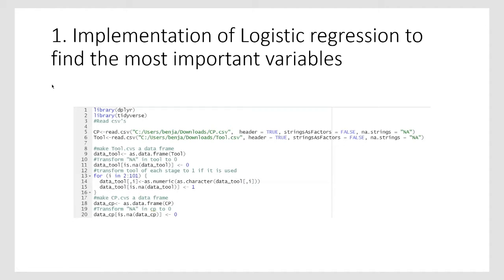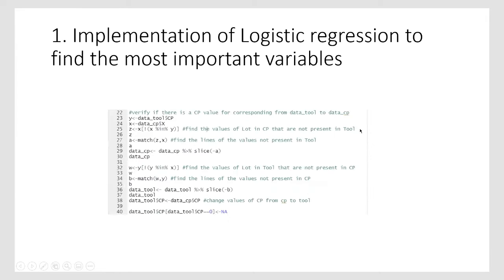First, we read the two CSVs, one from the CP and one from the tool. Then, in the tool CSV, we transform all the NAs in the dataset to 0, and where there's a tool, we change that to a 1, meaning that the tool is used in that stage. And with the CP CSV, we transform all the NAs into zeros.